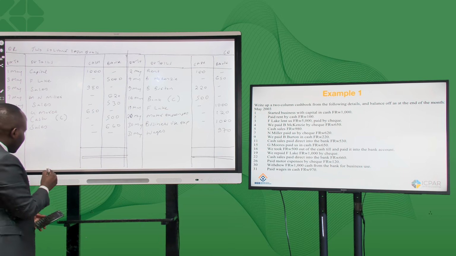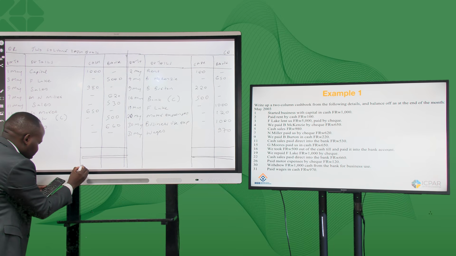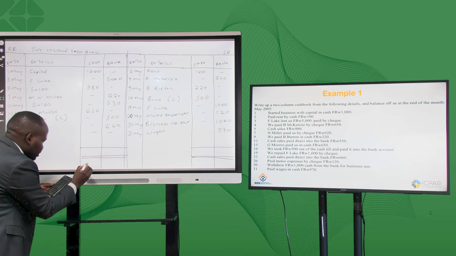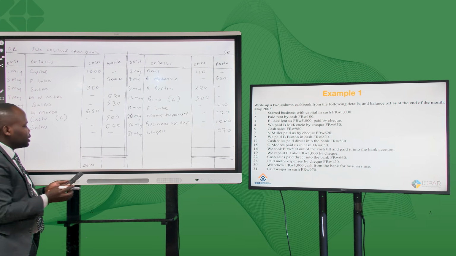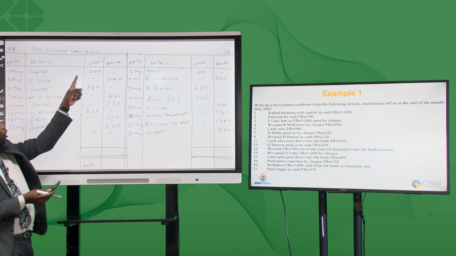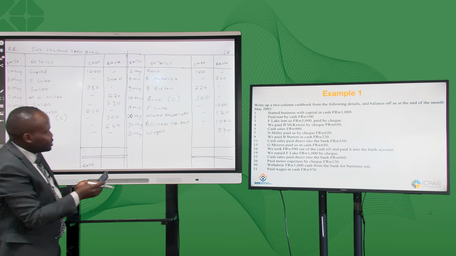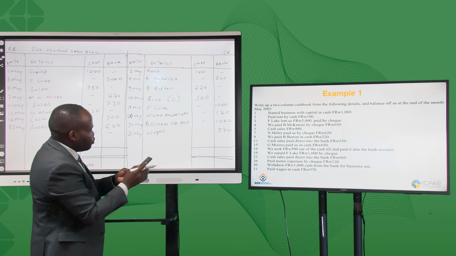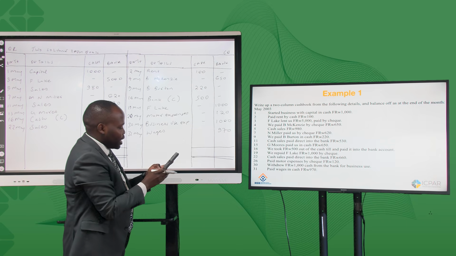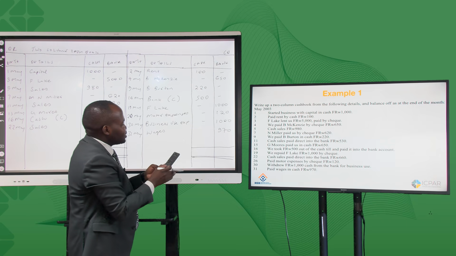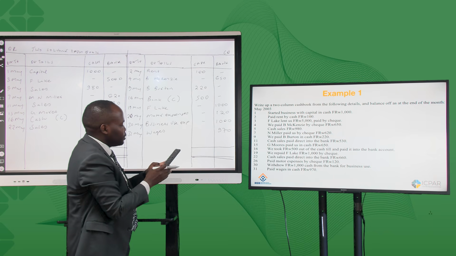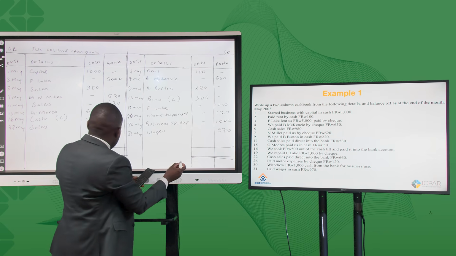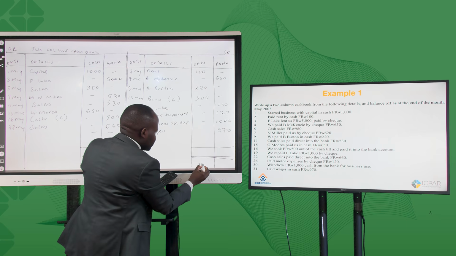I can maybe record it somewhere as 20. You don't need to see that, it's just for my own purposes. 2630. So the total on the debit side, cash, is 2630. And on the credit side, we have 100 plus 220 plus 500. It gives us 820.